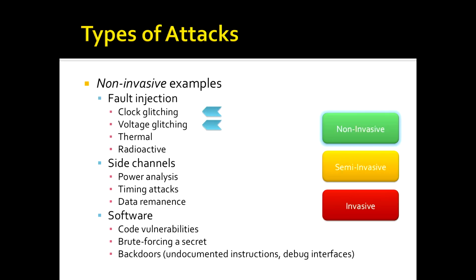Some examples of non-invasive attacks: there are three umbrellas, so there'd be fault injection, which would include clock glitching and voltage glitching. You can do thermal glitching, which is where you're trying to affect the junction temperature of transistors. But from a non-invasive standpoint, you're either trying to heat up an individual pin or heat up the whole chip package all at once, and it's not really precise. So I'm not sure a lot of beneficial effects could come from the thermal side. There's also radioactive glitching.